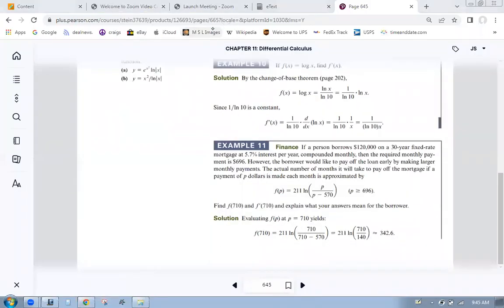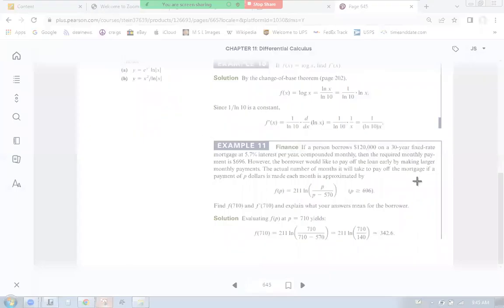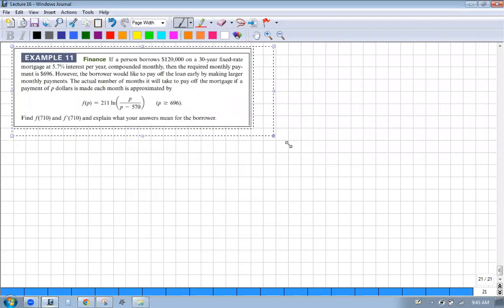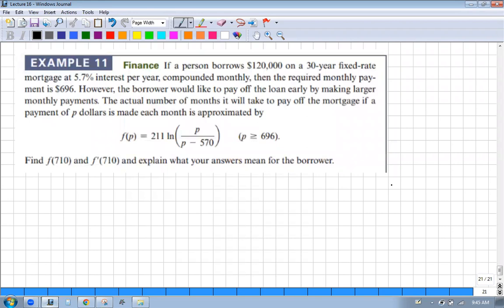Now I have a word problem, 5 minutes. The person borrows $120,000 on a 30-year fixed rate mortgage at 5.7% interest. So R is 0.057. Person borrows, so there's our principal, and there's our time. Compounded monthly, N is 12. Then the required monthly payment is $696. That's our monthly payment.